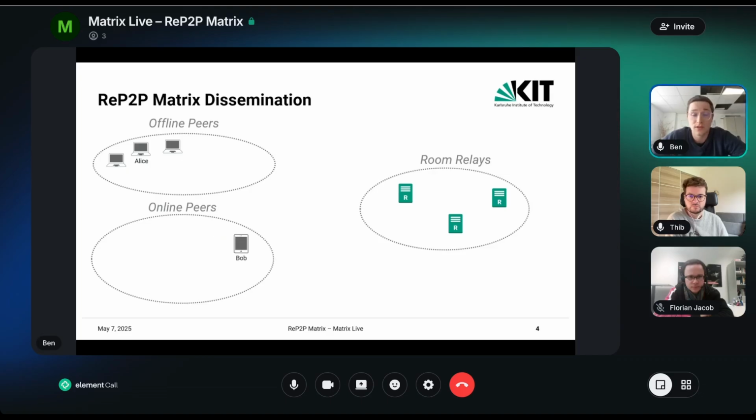And obviously, he would want to receive all of the events that had been previously exchanged. So Bob decides to resync with a different room relay and receives all the events that have been exchanged in the meantime.